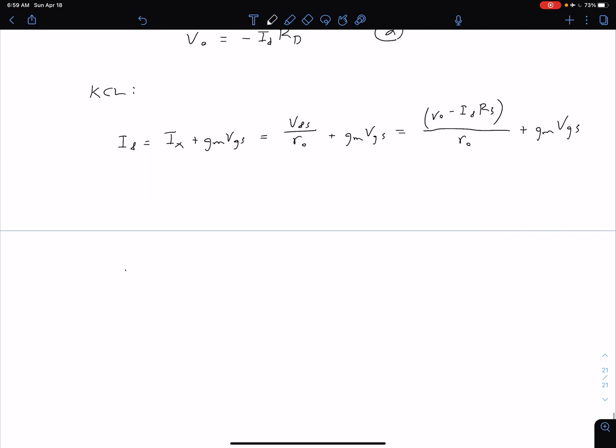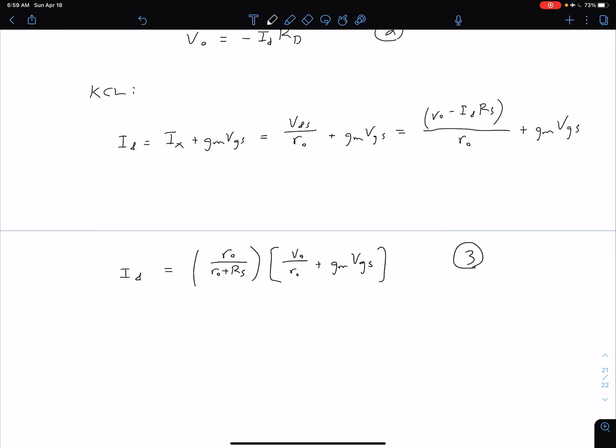If we solve that for ID, again combining those two ID equations, we're going to get that ID is equal to R naught divided by R naught plus Rs times, and then we have V out divided by R naught plus GM times VGS. And let's call this equation 3.